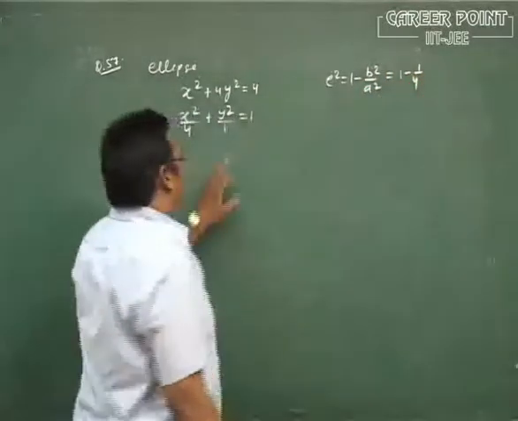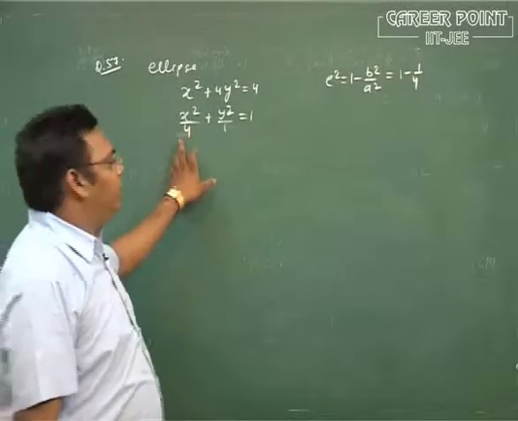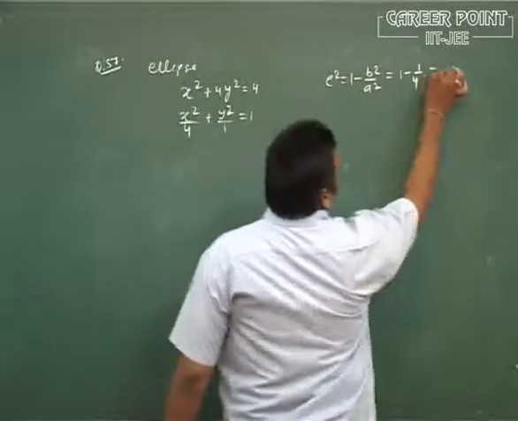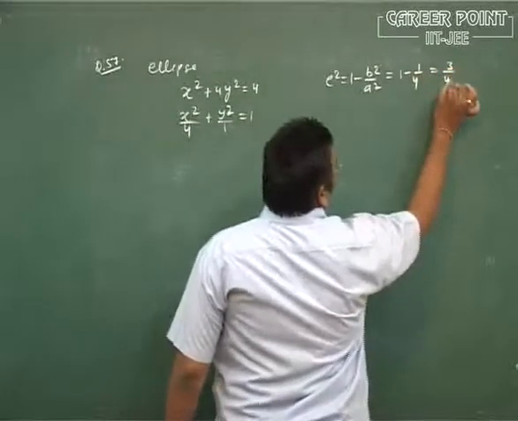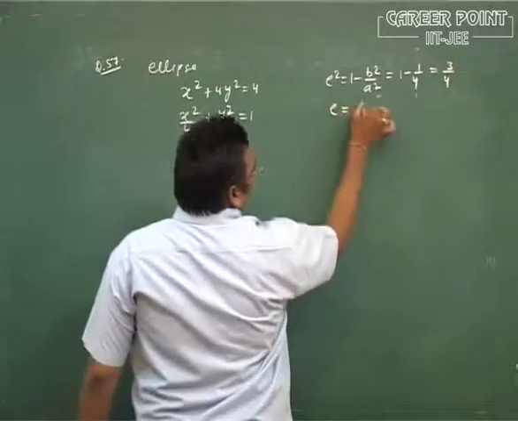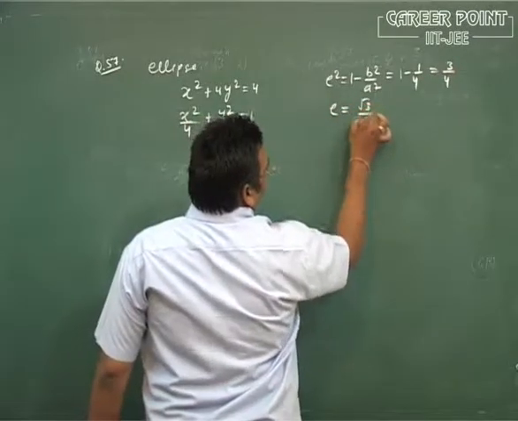What are the values of b square? This is 1. What are the values of a square? That value is equal to 4. So that value is equal to 3 by 4. So what is the value of eccentricity? e is equal to root over 3 divided by 2.